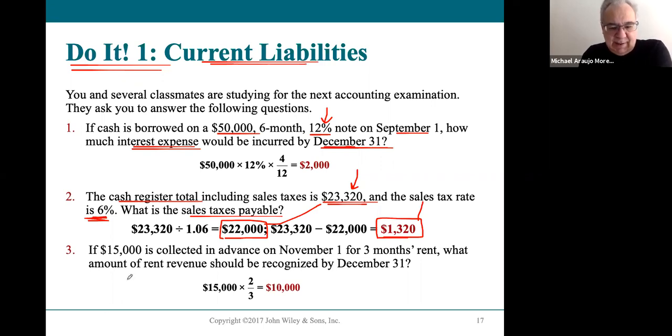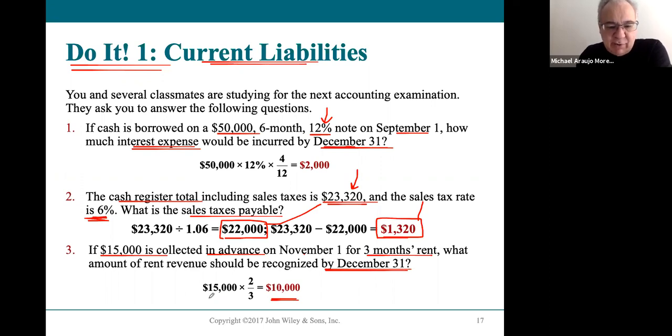And the last thing here that they want to talk about, $15,000 is collected in advance, okay, on November the 1st for 3 months' rent. So if you collect that in advance, 15,000 for 3 months' rent, 5,000 each month. What are we talking about here if we want to recognize things by the end of December? Well, you've earned all of November rent and you've earned all of December rent. So you've earned 2 months of the 3 months rent. So $10,000 of the 15,000 is going to be revenue.